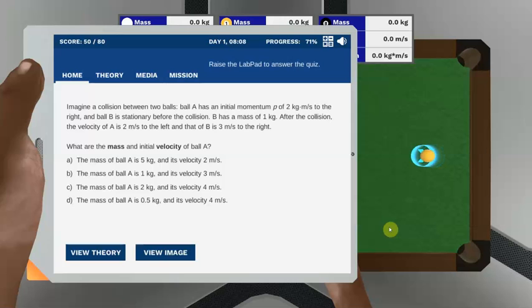After the collision, the velocity of A is 2 meters per second to the left and that of B is 3 meters per second to the right. What are the mass and initial velocity of ball A?